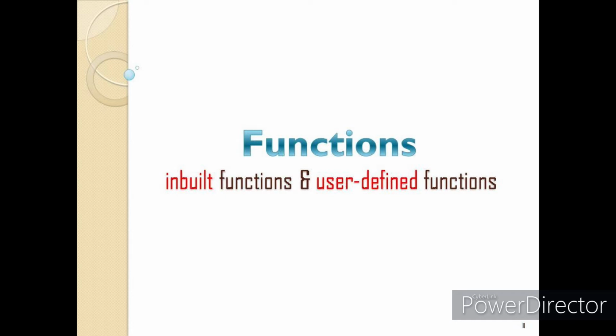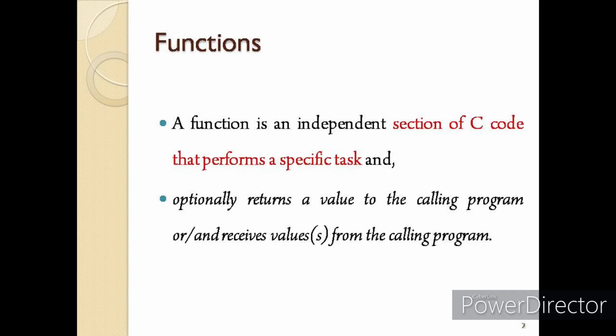In this session, we are going to discuss functions in the C programming language. We have built-in functions and user-defined functions. A function can be defined as follows. A function is an independent section of C code that performs a specific task. A function may receive some input value, and after performing its task, it may return some output value to the calling function. Well, this is optional.